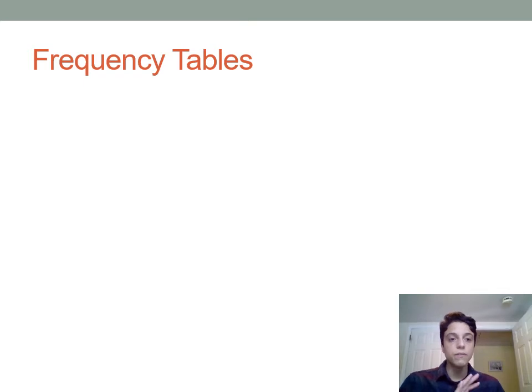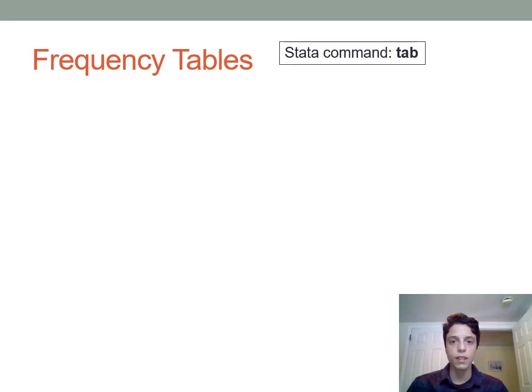So the next couple of slides, I'm going to show you examples of how the statistical software can be used. Again, the particular software that I'm using here is called Stata, but there are many kinds out there. This is just one example of them. So if you're working with Stata and you want to find a frequency table, you would use a command called tab.